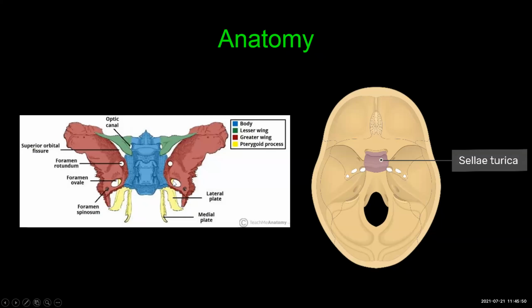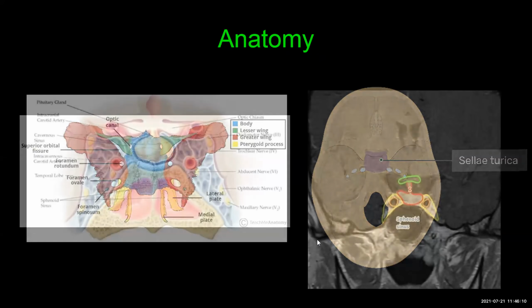All of these foramina, I think you've heard from Dr. Steinklein before, these cranial nerves come out of these various foramina in the sphenoid bone. But the portion of the sphenoid bone that I'm going to concentrate on is the region of the sella turcica, and that is where the pituitary gland lives.